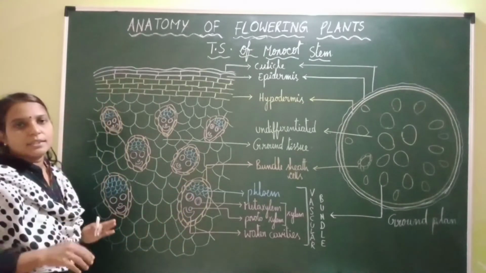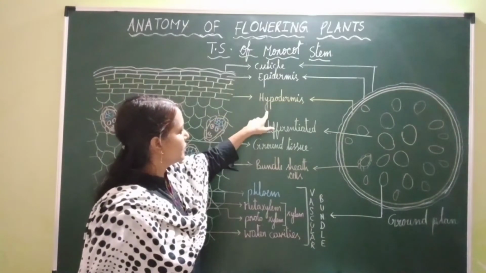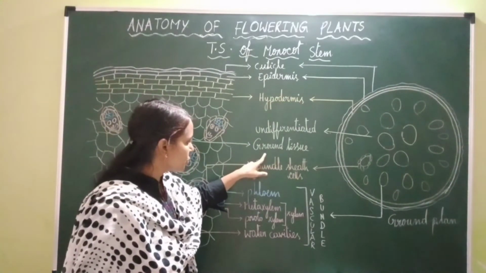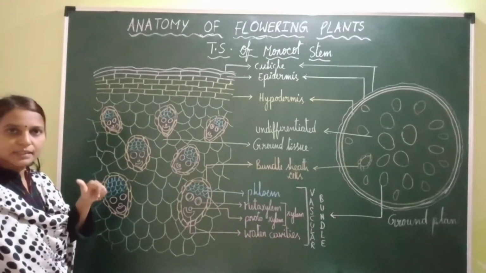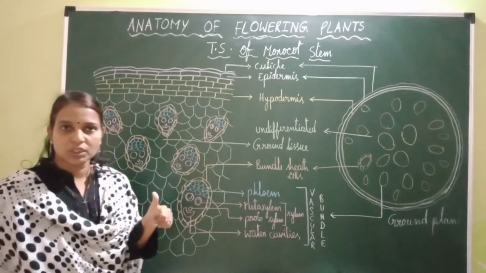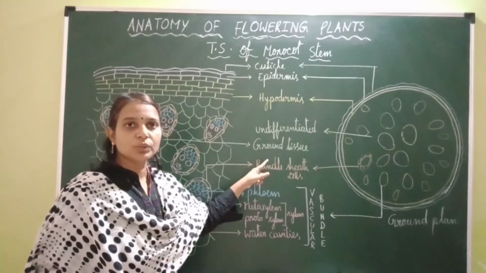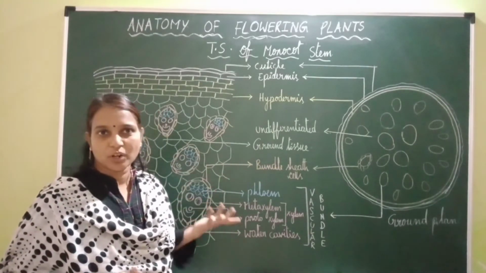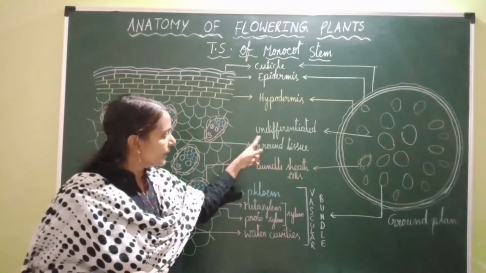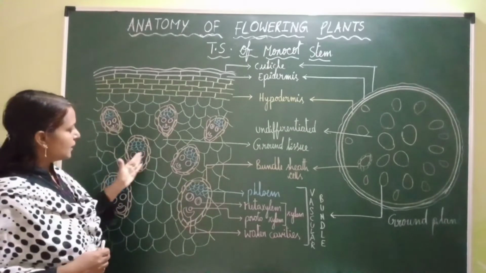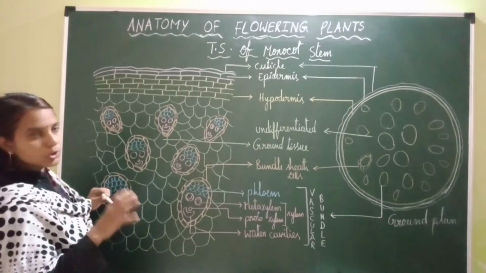In its transverse section, monocot stem consists of tissues called epidermis, hypodermis and ground tissue. In this ground tissue, many vascular bundles are scattered. I just repeat, in the transverse section of monocot stem, it consists of epidermis, hypodermis and ground tissue. This ground tissue is undifferentiated ground tissue, which is not differentiated into cortex, pericycle and pith. In this undifferentiated ground tissue, many vascular bundles are scattered. So, these are the tissues. Let's study these tissues one by one.